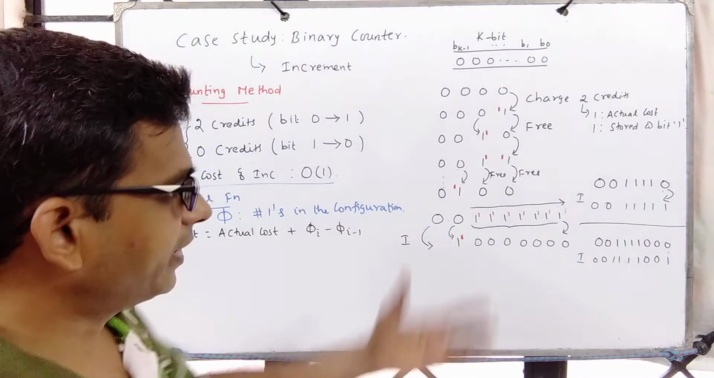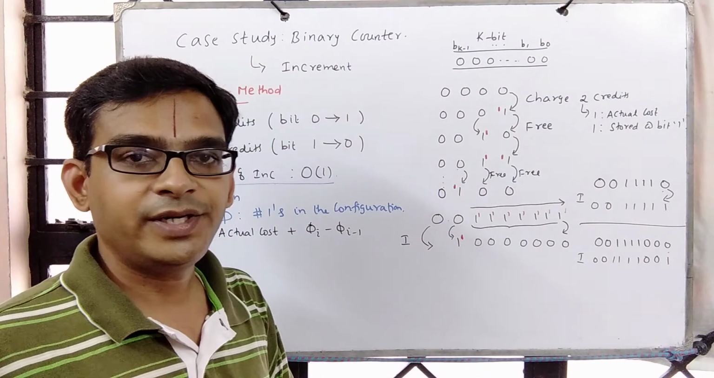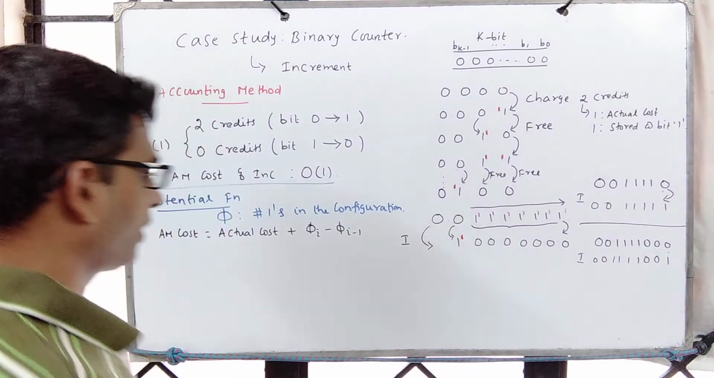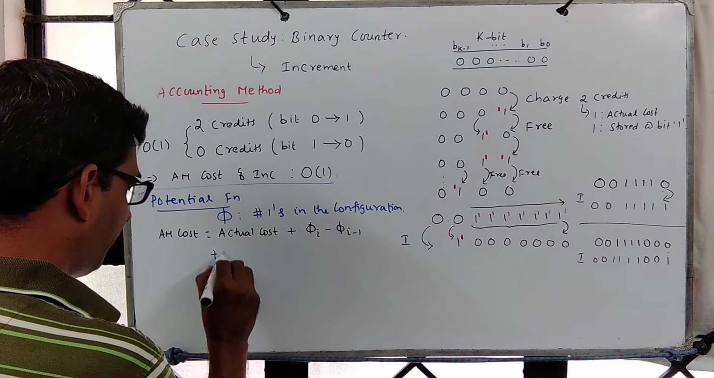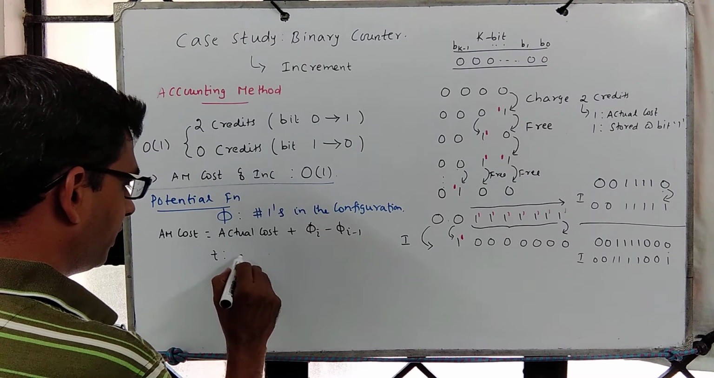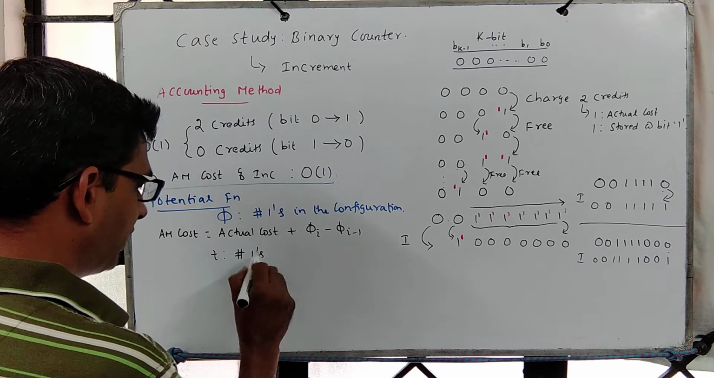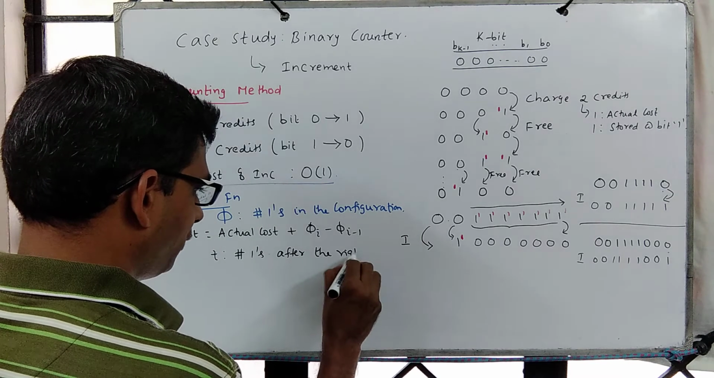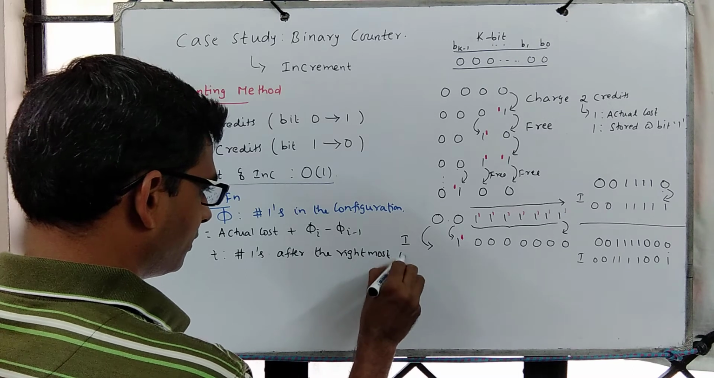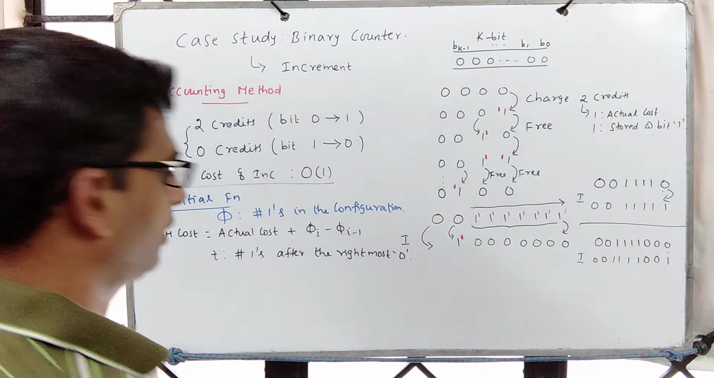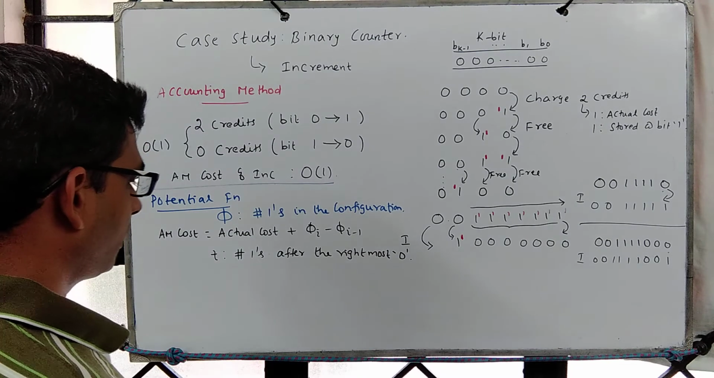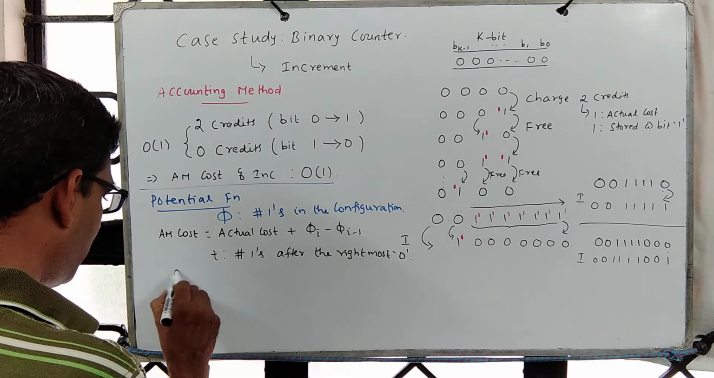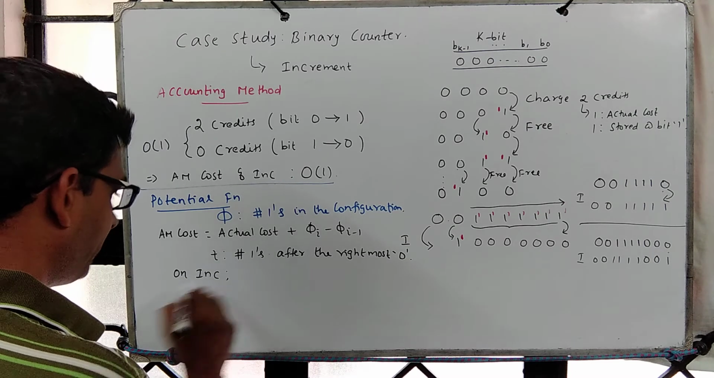But for a given configuration, we don't know how many ones are there after the rightmost 0. So let's assume a variable for that. Let t denote the number of ones after the rightmost 0. Fine. Now on increment, what happens?